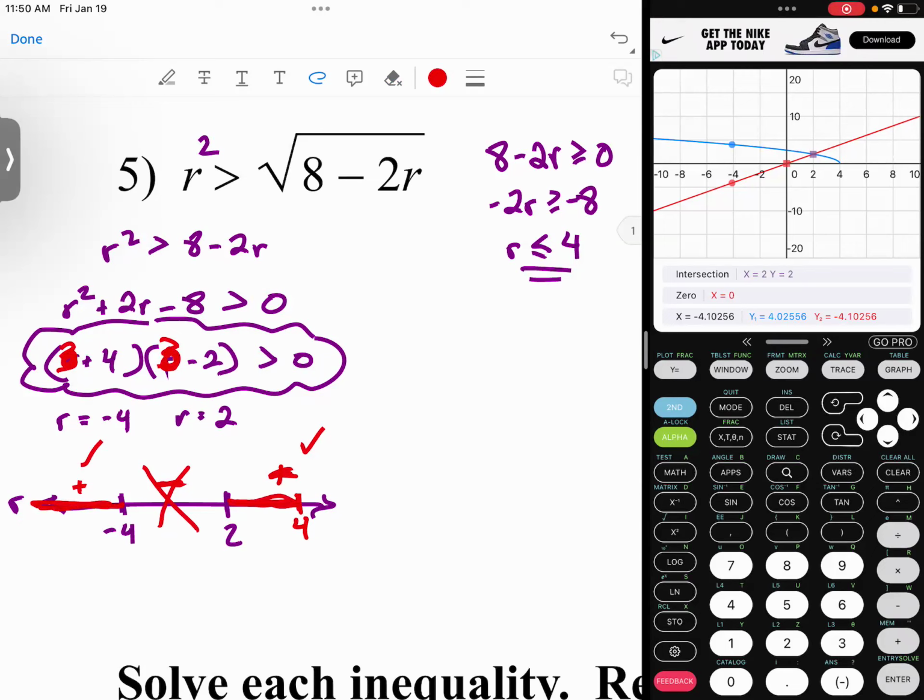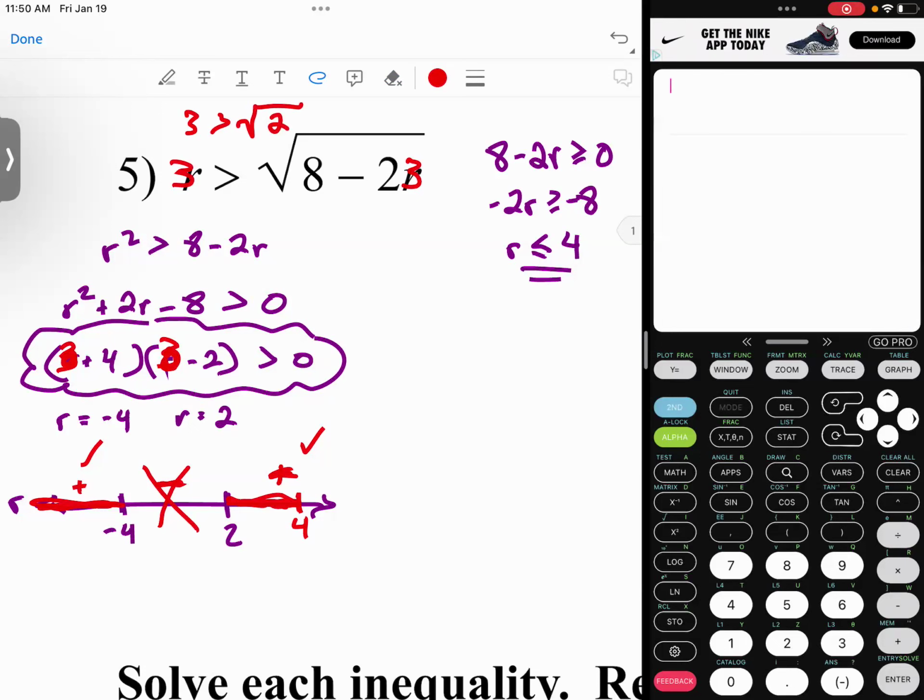I'm going to check maybe like 3. If I put 3 right here, I put 3 right here, then I get 3 is greater than the square root of 2. And the square root of 2 is 1.414. So 3 is greater than that. So I know that this actually does work, that region right there. So my solutions are definitely from 2 to 4. What are my solutions? Nope, that should not be a parenthesis. 2 is not included. 2 is close. It's just the boundary for it.